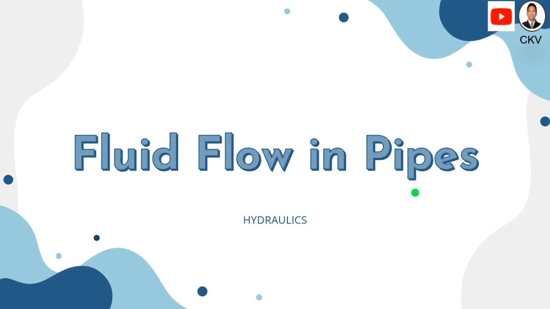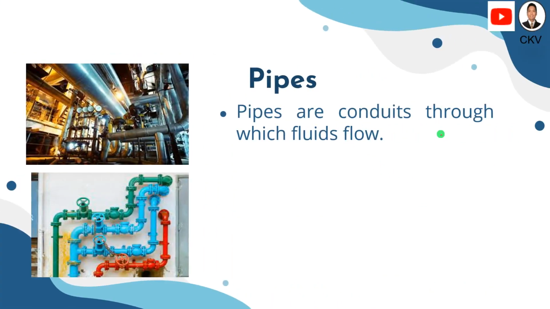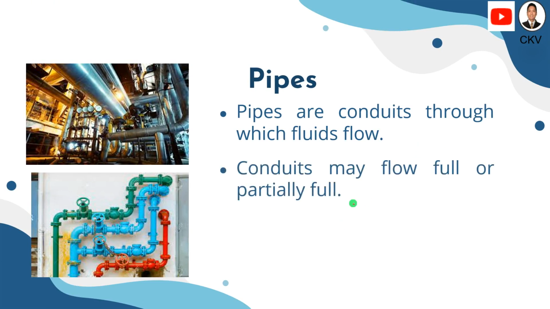Hello class, in this lecture we will be discussing fluid flow in pipes. So what are pipes? Pipes are conduits through which fluids flow, either liquid or gas. Pipes are very useful in conveying fluids. Also, conduits may flow full or partially full of these fluids. So now, what are the losses or head loss that we may encounter here, and how do we compute it?